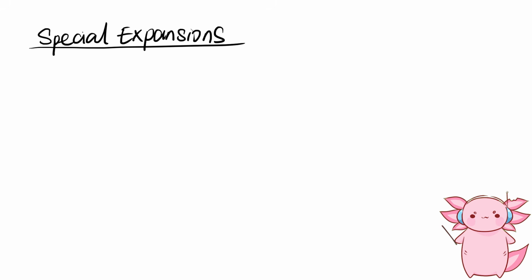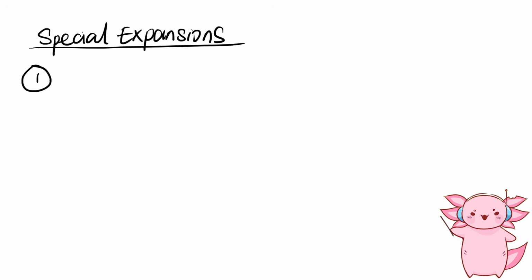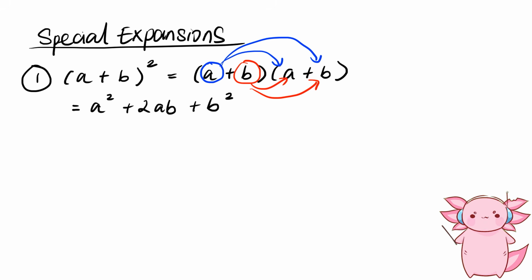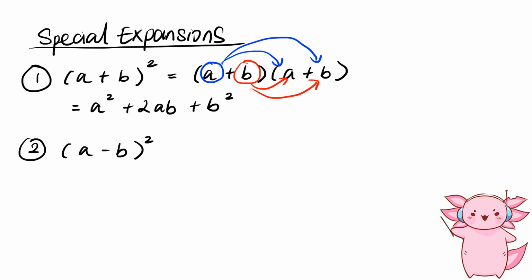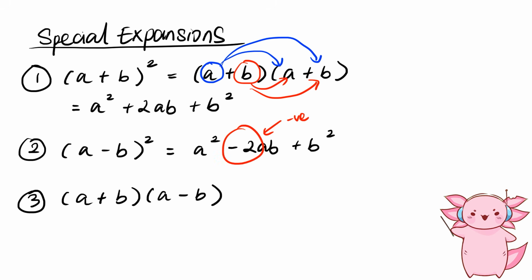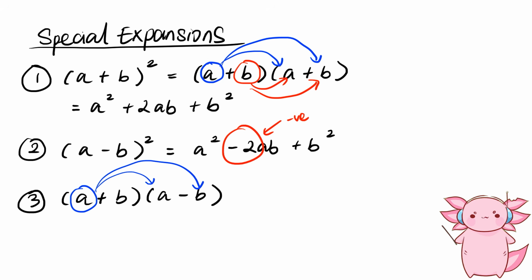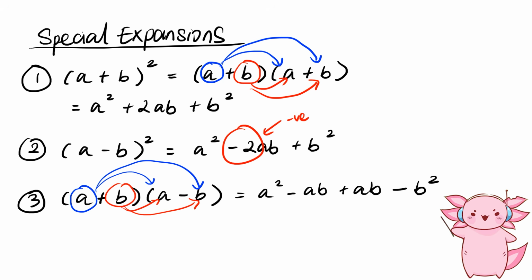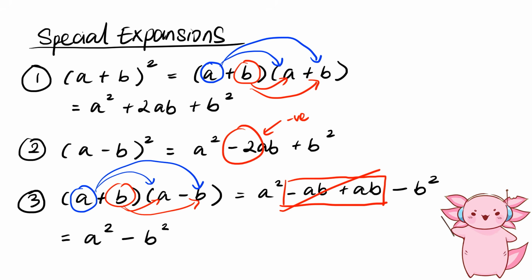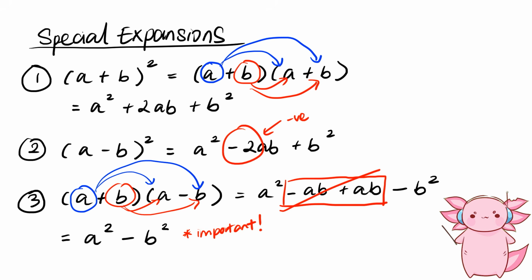There are also some other kinds of special expansions, where the first is (a plus b) squared, where if you write it as (a plus b) 2 times and use the method just now, you get a squared plus 2ab plus b squared. The same can be done with (a minus b) squared, and instead of plus 2ab, it's minus 2ab. Now the last one is (a plus b) times (a minus b). When we do that, the expansion, we can see that the minus ab and the plus ab here will cancel out, which gives us the final answer of a squared minus b squared.